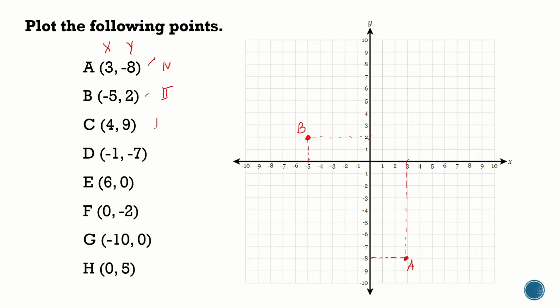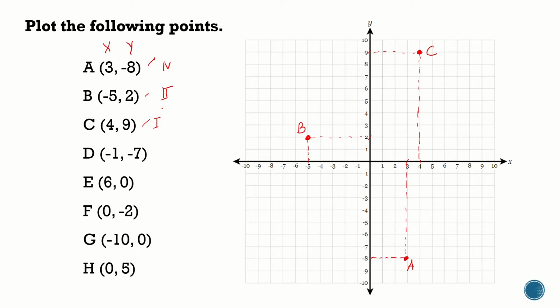Both are positive for letter C, so we are expecting that point to be in the first quadrant. Positive 4 of x and positive 9 of y. There you go. Let's draw this vertical line right here and then the horizontal line. And there you go, that's our point C.